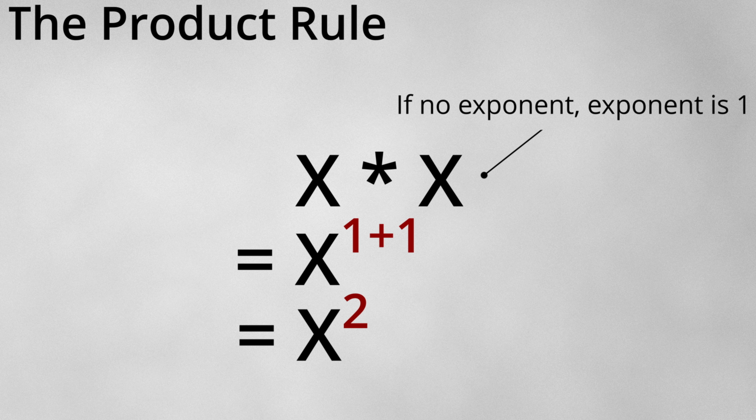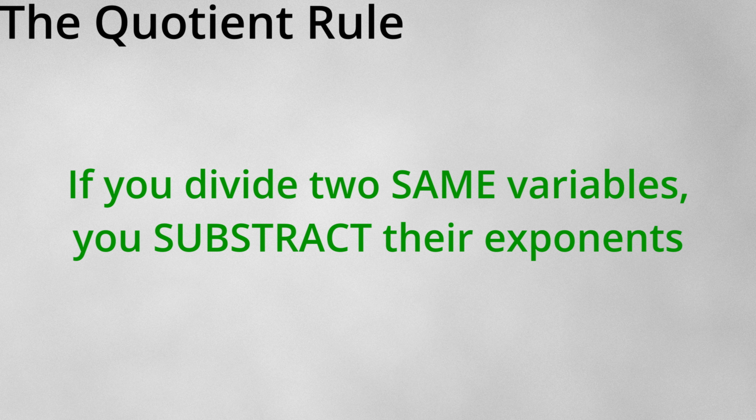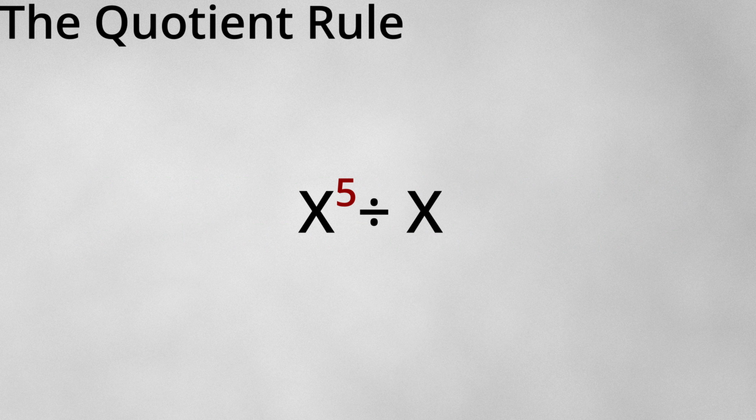The next rule is the quotient or division rule. If you divide two same variables together, you subtract their exponents. For example, x to the power of 5 divided by x equals x to the power of 4 because the exponents go -1.